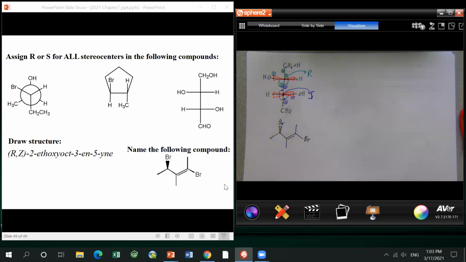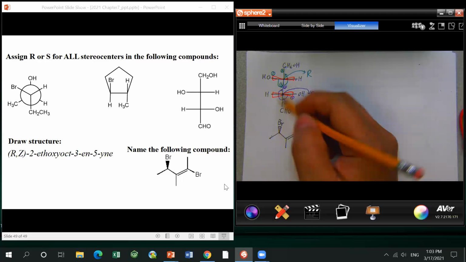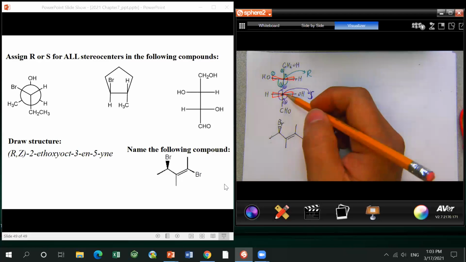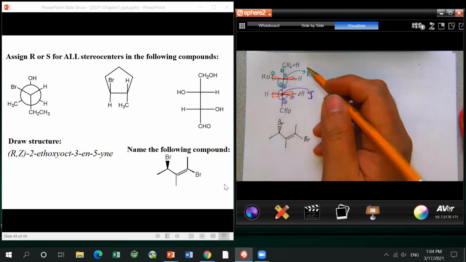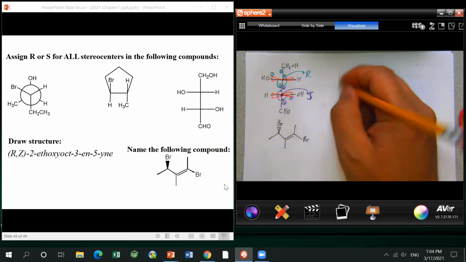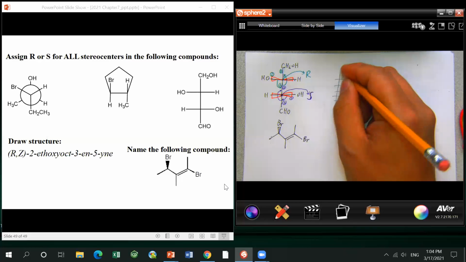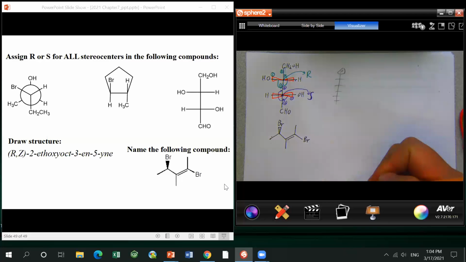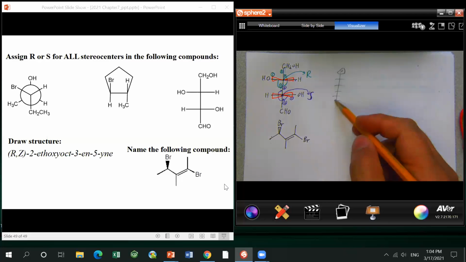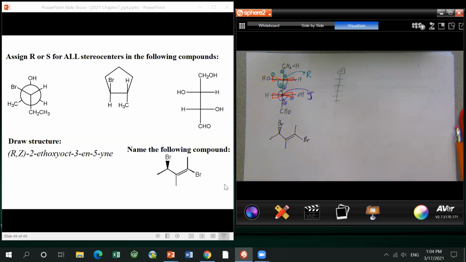For the Fischer projection, the horizontal bonds always point towards you. Some people also call the Fischer projection the fish bone, like a fish bone. So always the wedge bond, I mean the horizontal bond, points towards you. Keep that in mind, that's the key thing.